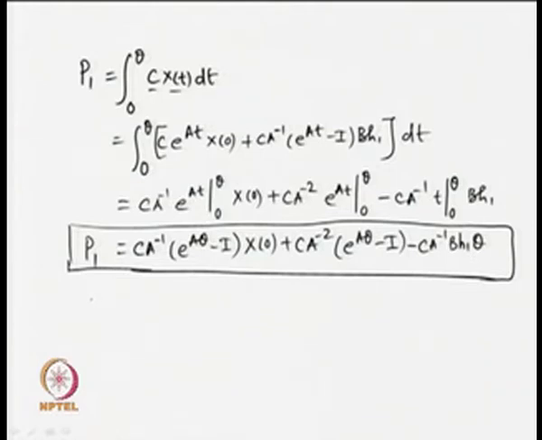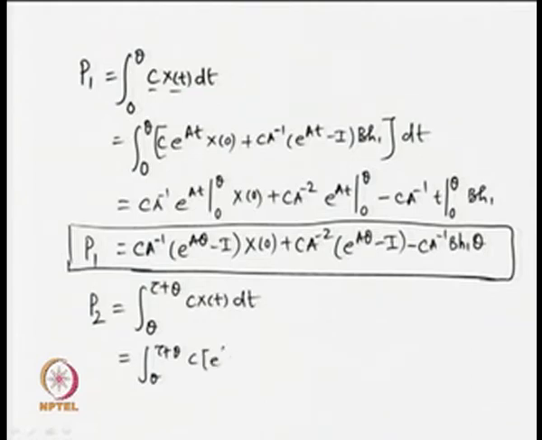Then similarly, I can get an expression for P2. P2 is the integral from theta to tau plus theta of c x(t) dt. Now, the correct expression for this time range when put in this expression gives us P2 equals the integral from theta to tau plus theta of c times e^(a(t minus theta)) x(theta) minus c A inverse (e^(a(t minus theta)) minus I) b h2 dt.